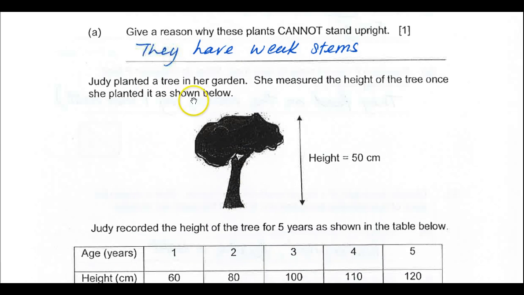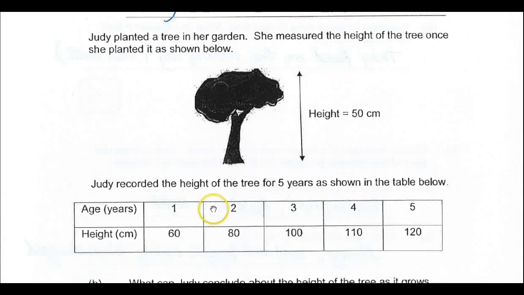Now, Judy planted a tree in the garden and measured the height of the tree once she planted it, shown this way. Of course, this is only 50 cm, the tree. This is probably a seedling or a young plant, but it doesn't look like a big tree. Anyway, the picture is not so representative. Height is 50 cm, about half a meter. Now, after 5 years, it has grown from 50 cm all the way to 120 cm, which is about 1.2 meters.